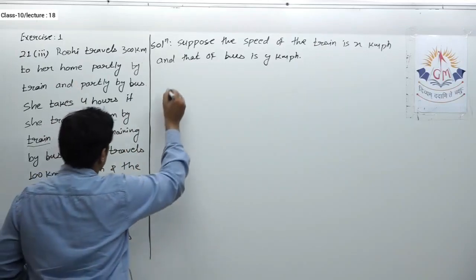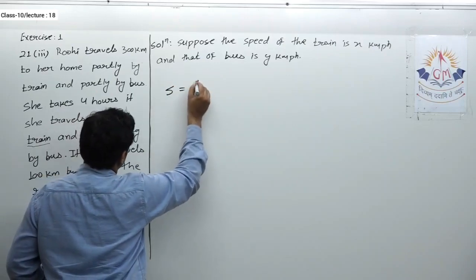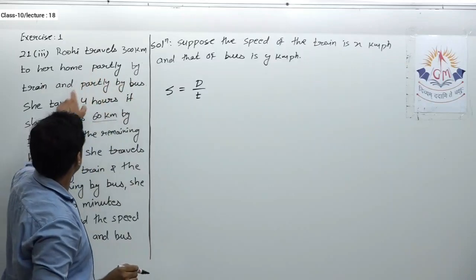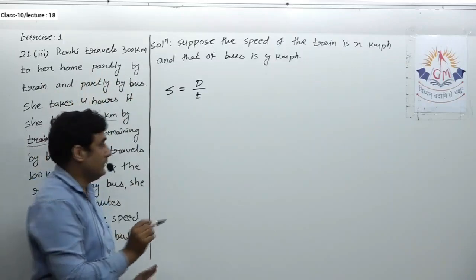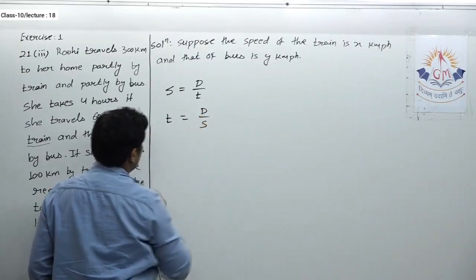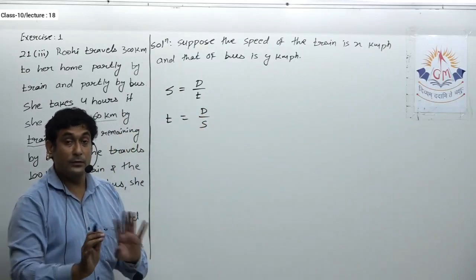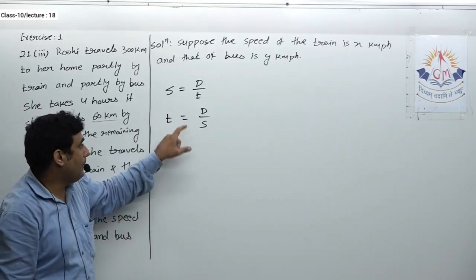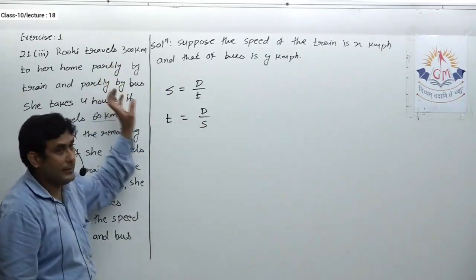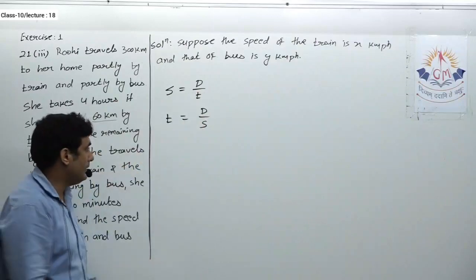Okay, now we have a relation that speed is equal to distance upon time. Here the total time is given, so I can say time is equal to distance upon speed. Now there are two different times: the time taken when she travels by bus and the time taken when she travels by train.